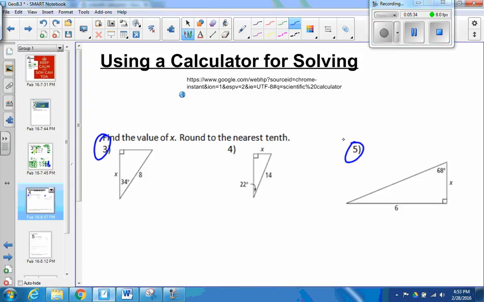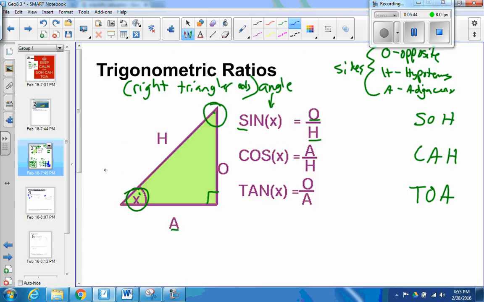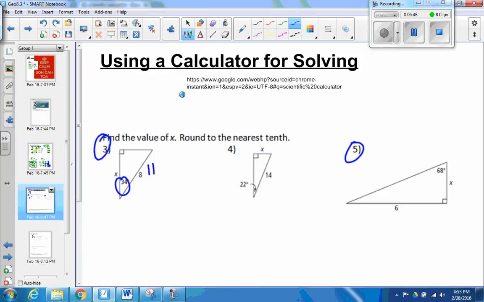All right, number 3, find the value of x. Round to the nearest tenth. So we have an angle, it's 34 degrees. We have the hypotenuse, and we're given also the adjacent. So hypotenuse and adjacent, so we're going to use cosine, because cosine is adjacent over hypotenuse. So the cosine of 34 is equal to x over 8.